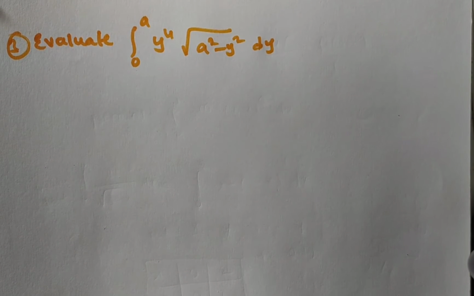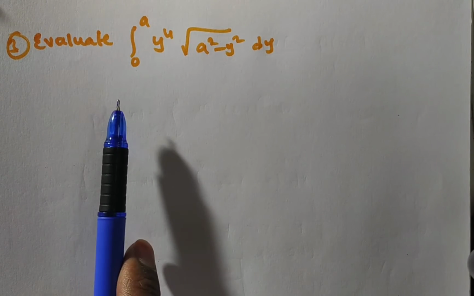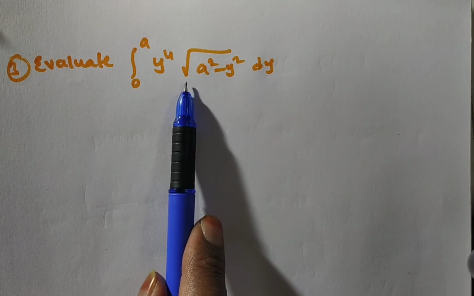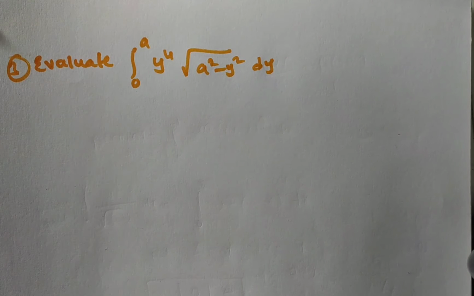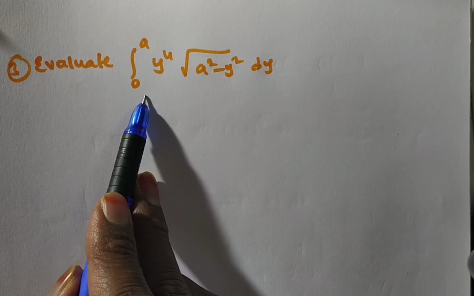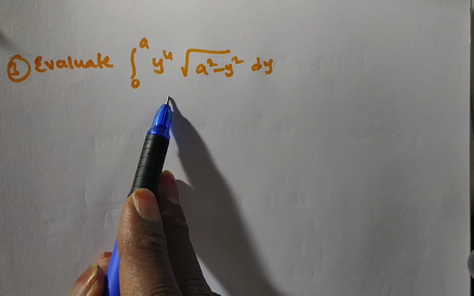Friends, the given problem is to evaluate the integral from 0 to a of y to the power of 4 times the square root of a square minus y square dy. You see, friends, the given problem is evaluate. So this is an application of the beta function.